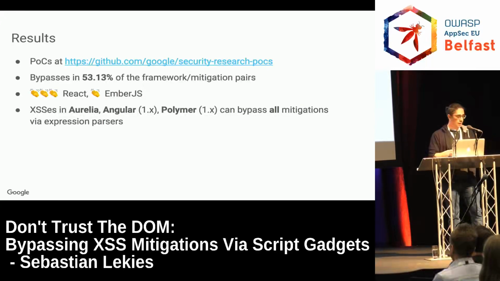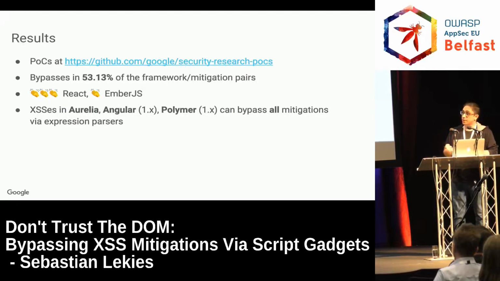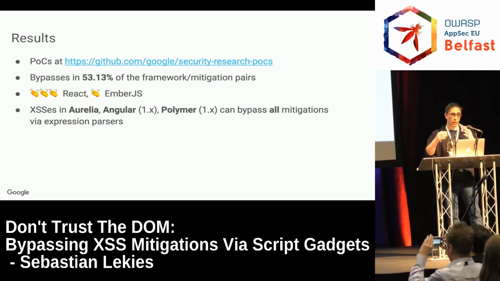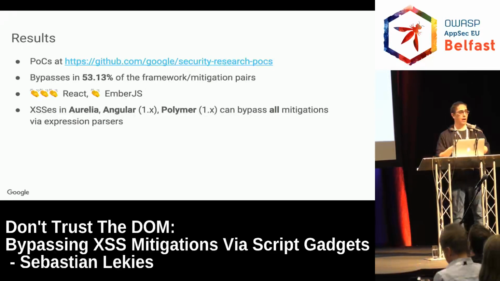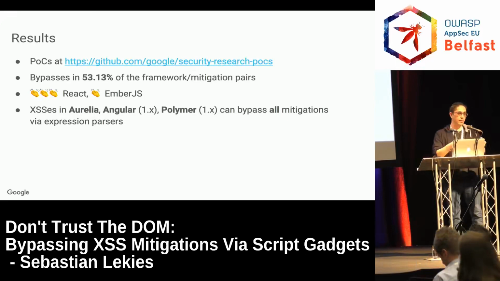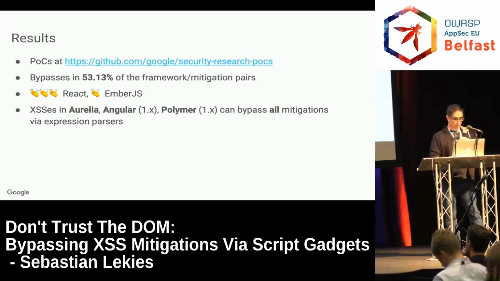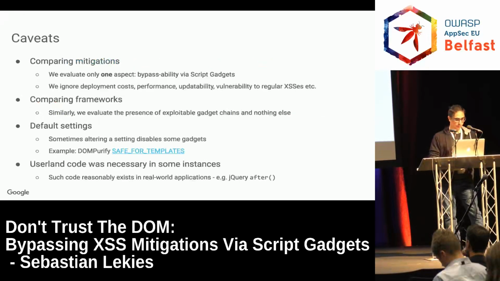Surprisingly, we did not find any working chains in React, so kudos. And Ember.js was also pretty good because Ember.js in the default mode, or in the production mode, precompiles the template. So you have no way of actually supplying arbitrary expressions in the DOM because Ember would simply ignore them. And what is surprising is XSS in Aurelia, Angular, and Polymer can bypass all the mitigations using the expression parser tricks.